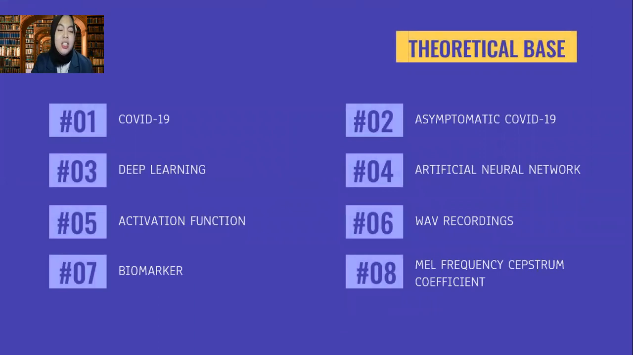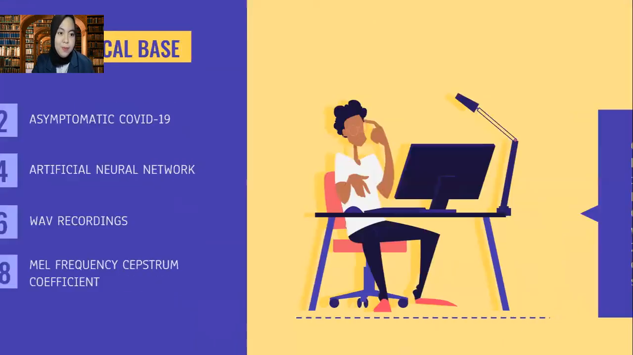And here is the theoretical base that I use for writing this thesis, which is, first, what is COVID-19, what is asymptomatic COVID-19, and what is the difference from pre-symptomatic COVID-19. Also deep learning: what kind of deep learning I use in this research, artificial neural network, and what activation function I use in the deep learning. And also WAV recording, what WAV recording is, the biomarkers, and mel frequency cepstral coefficients.